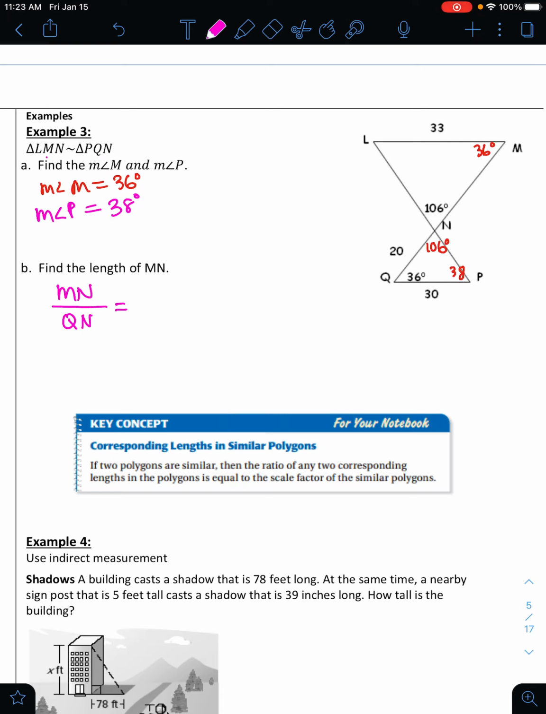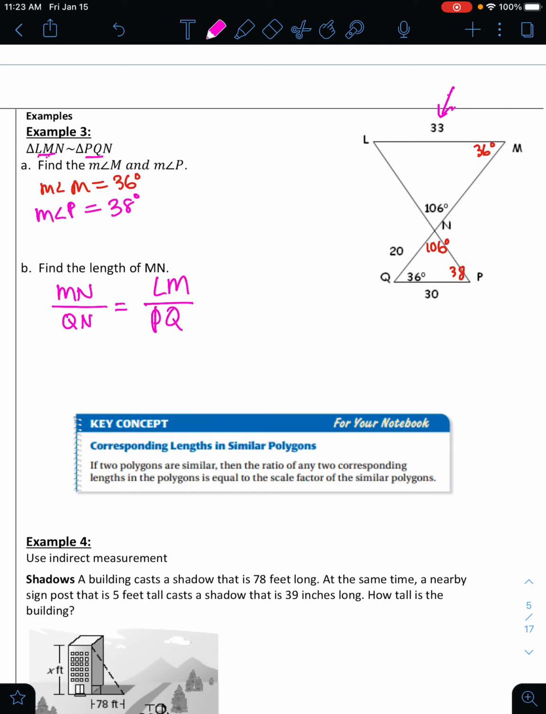So I need to set it equal to a ratio where I have numbers on it. So I have started with MN, which is in the top triangle. So let's start with the 33. So 33 goes with LM. And it's probably with PQ, but let's double check the name. LM and then PQ, yes. Okay, so let's plug our numbers in.